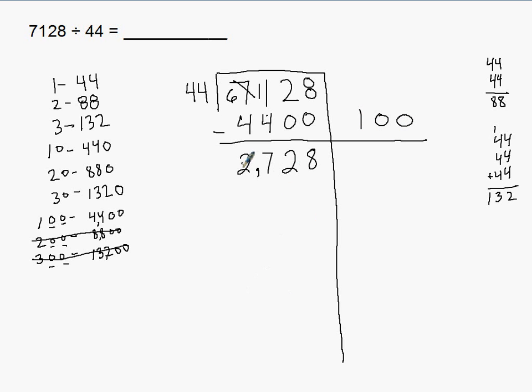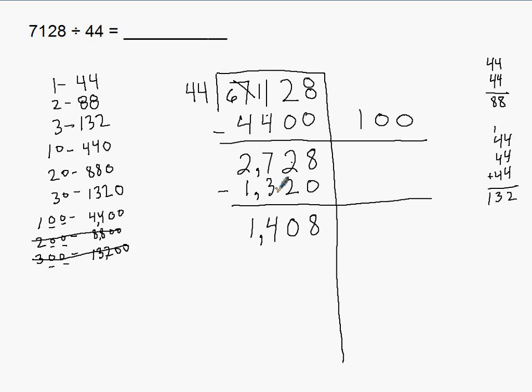Now, what's the largest number that I can subtract from 2,728? Well, that's going to be 1,320. So let's put this right here. Bring our line out. 8 minus 0 is 8. 2 minus 2 is 0. 7 minus 3 is 4. 2 minus 1 is 1.